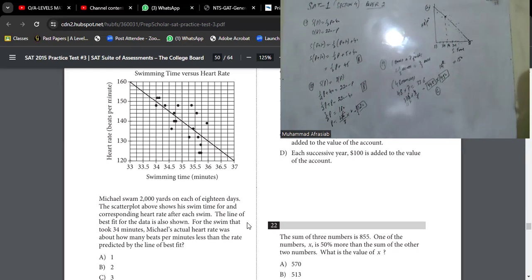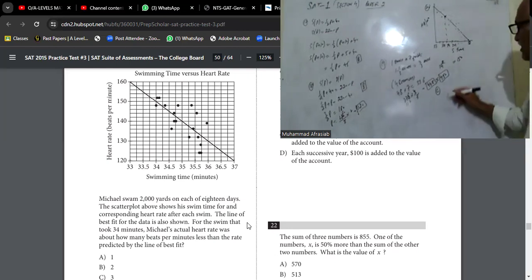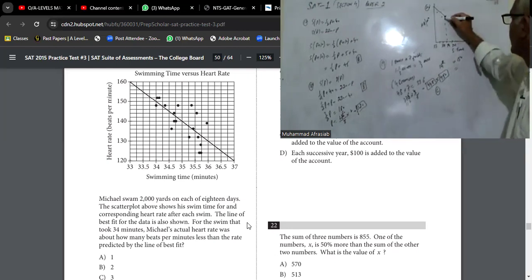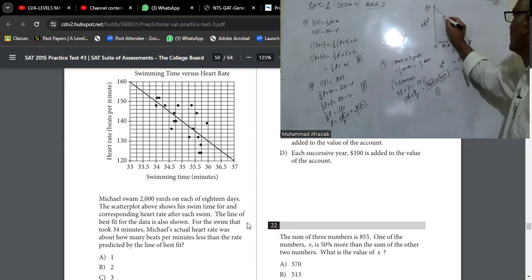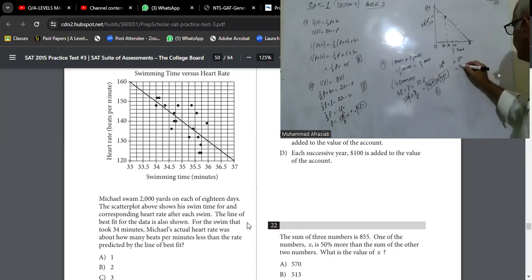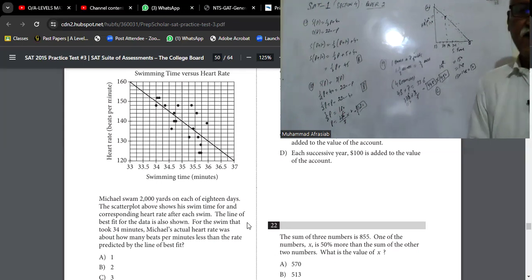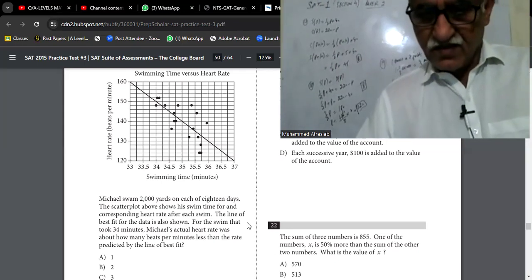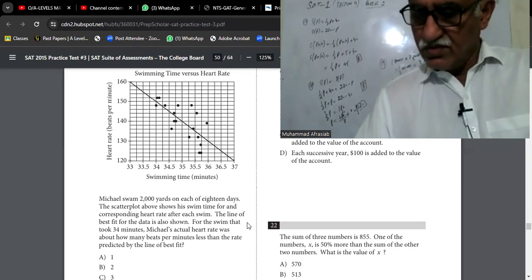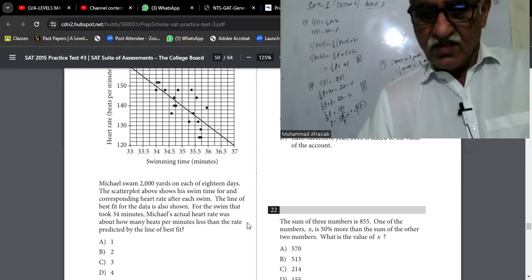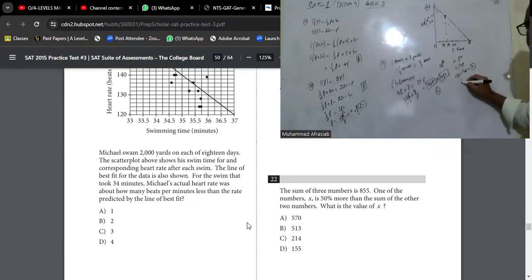And the point on the scattered graph there is going to show its value here, and that value is 148. So it is 150 minus 148, that is equal to 2 units less than the actual on the best fit line. So the B part is the answer of this question number 20.